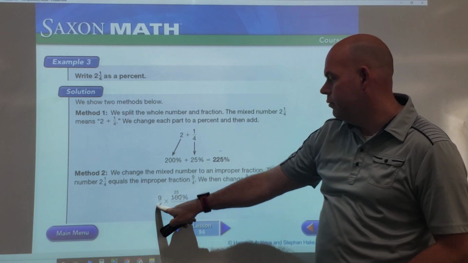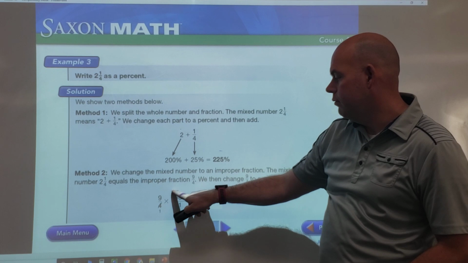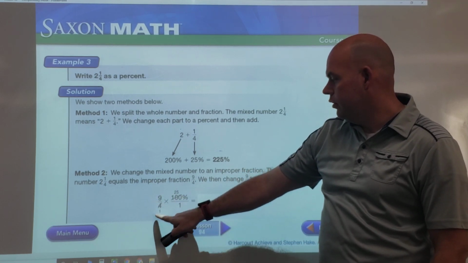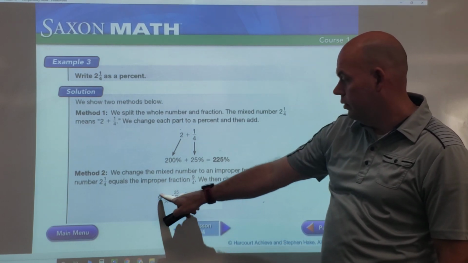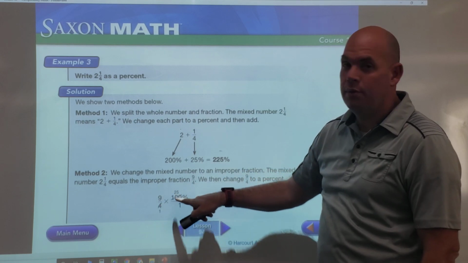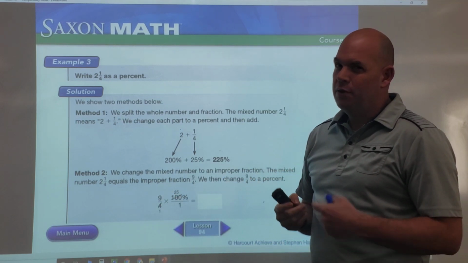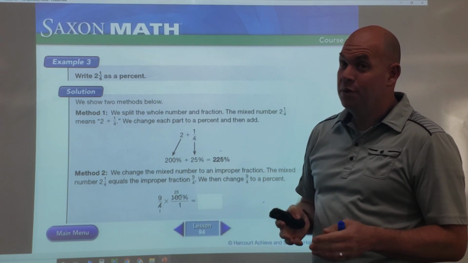So 4 divided by 4 is 1. 100 divided by 4 is 25. Then we can just do 1 times 1 is 1 on the bottom. So the top will give us our percent. 9 times 25. If you don't remember that off the top of your head, it's 225%.